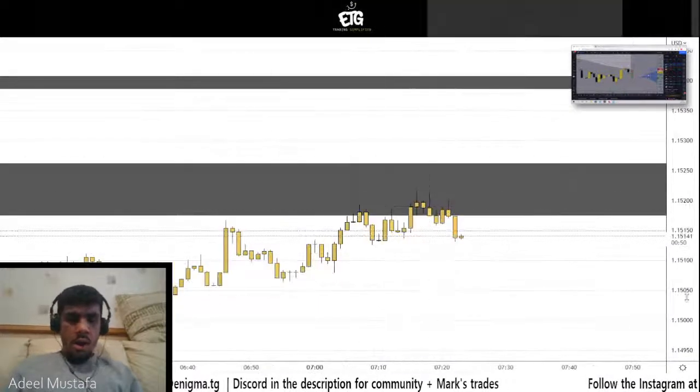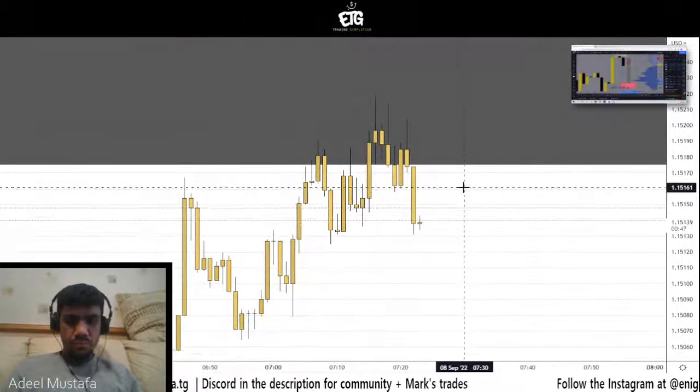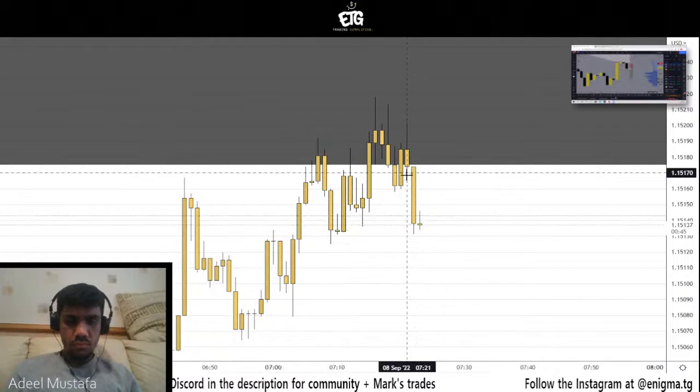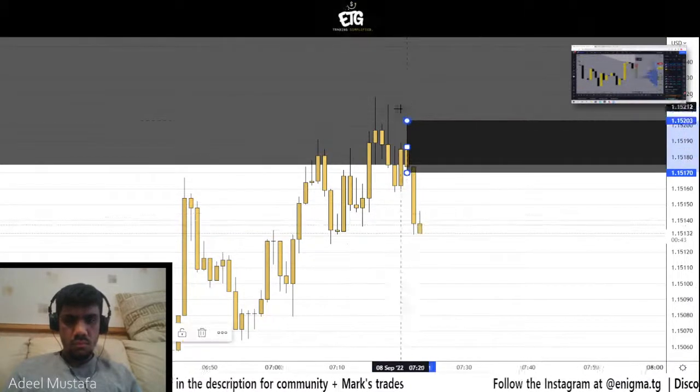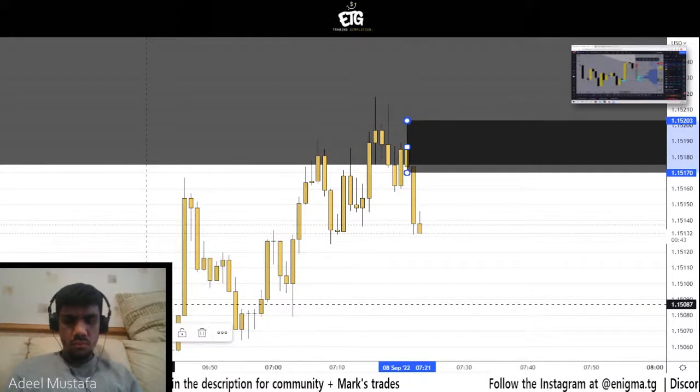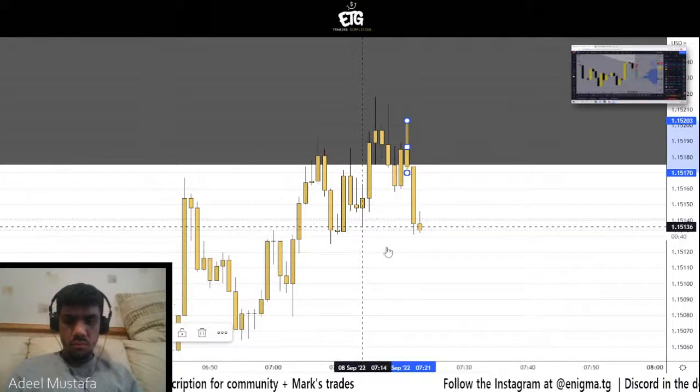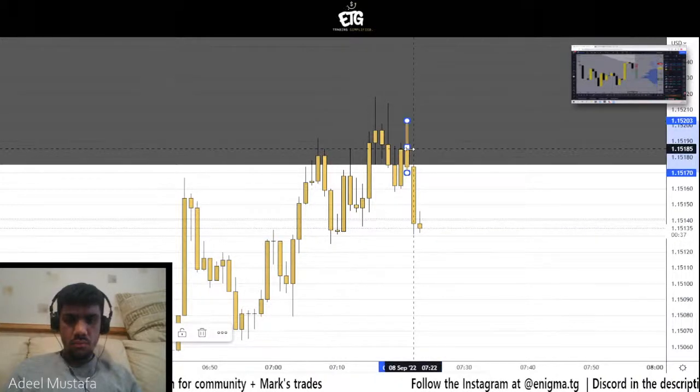But for now, I think I'm going to target this high volume cluster over here. It could be magnetized to this level before potentially reversing back up. Plus, you can see that the daily level isn't actually far from this level.